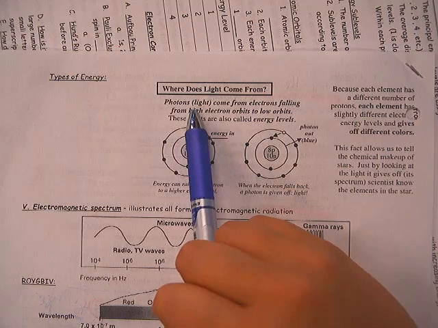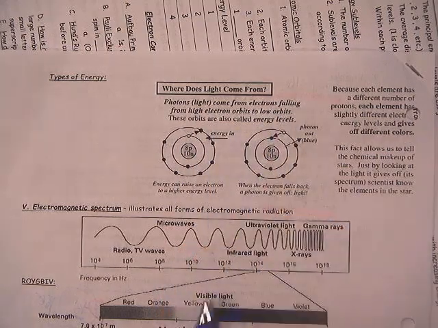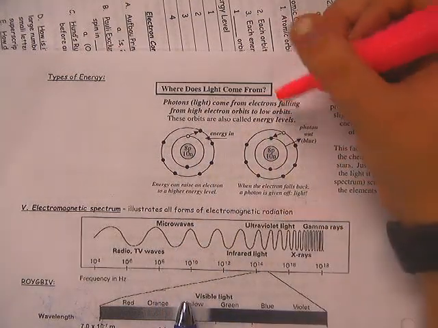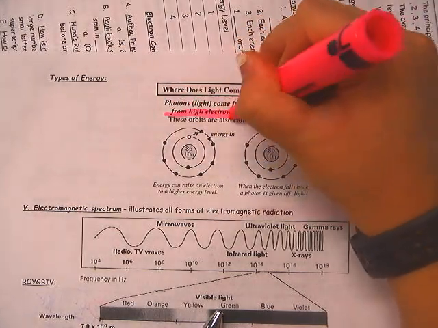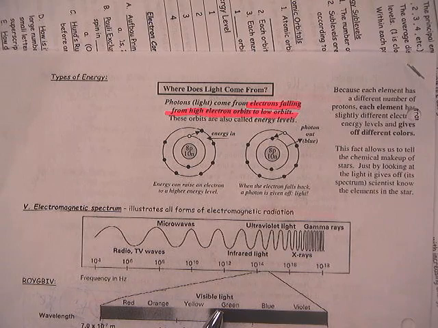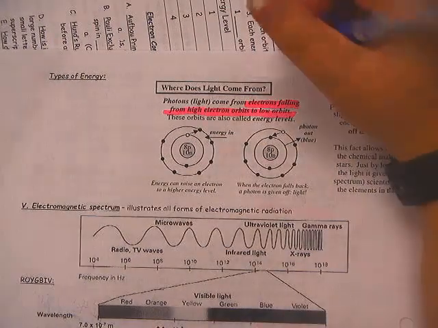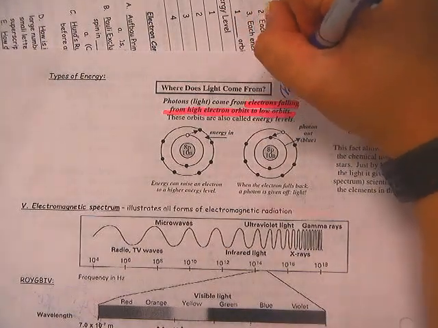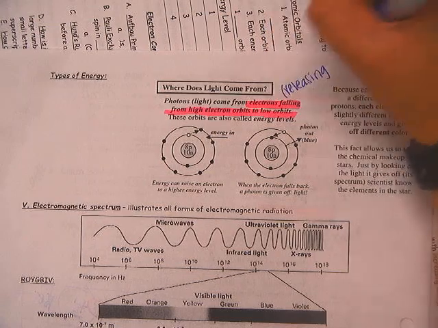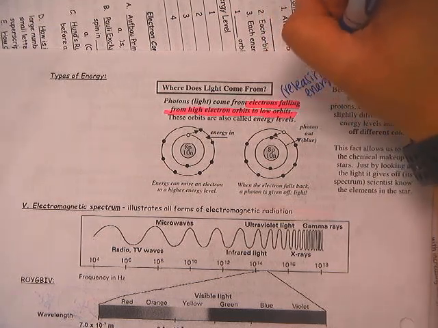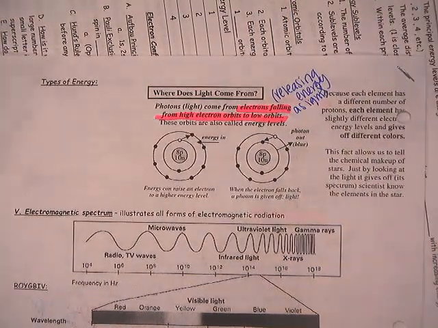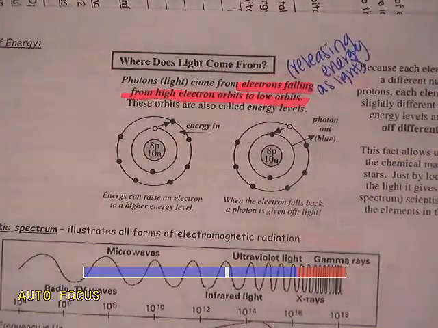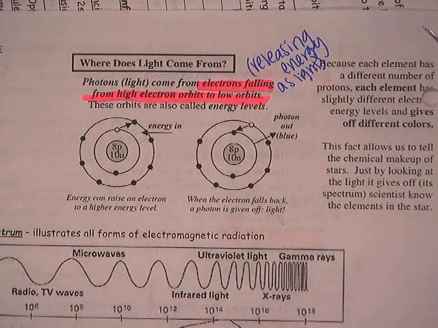So photons, which are light, come from electrons falling from high electron orbits to low orbits. So electrons falling from high to low. Another way of saying that is releasing energy as light. I'll zoom that in so that you can see. So releasing energy in the form of light is what we are actually observing.